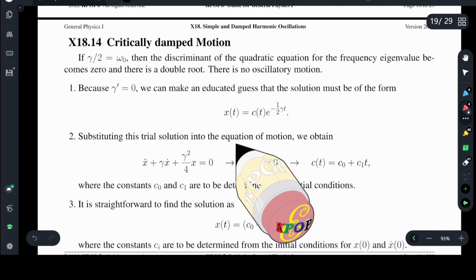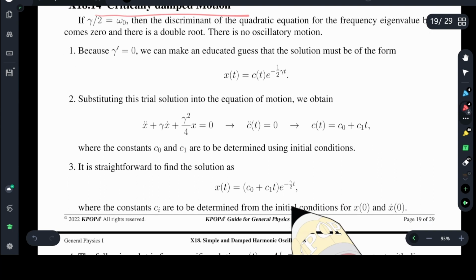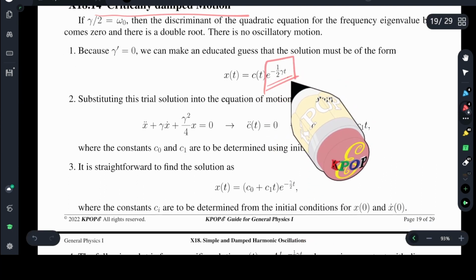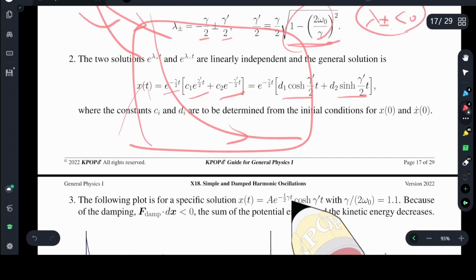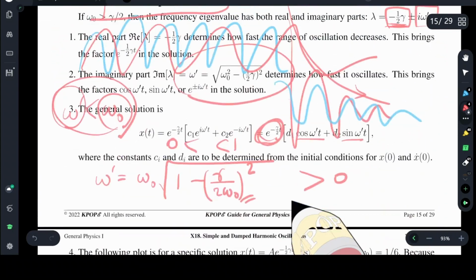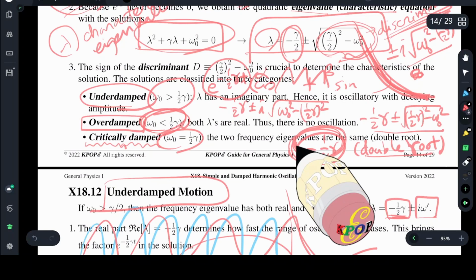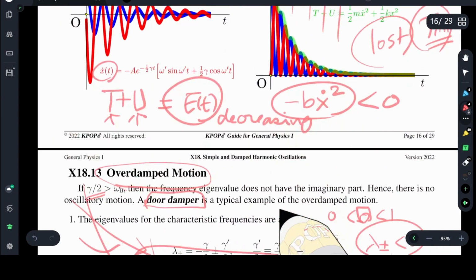Next, we consider critically damped motion, which is on the border between underdamped motion and overdamped motion. We know every solution has a real part, but we do not know any other solution besides this one. So a solution is missing. We have to find the second solution.